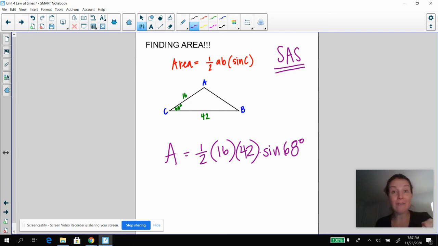Whew, okay, that was a lot of info, but I think you're going to get it. We will do a lot in class together. Don't worry. And think of, again, you've got so many tools here in order to solve missing sides and missing angles of a triangle. And now you can do it for a triangle that's not right, which is amazing.